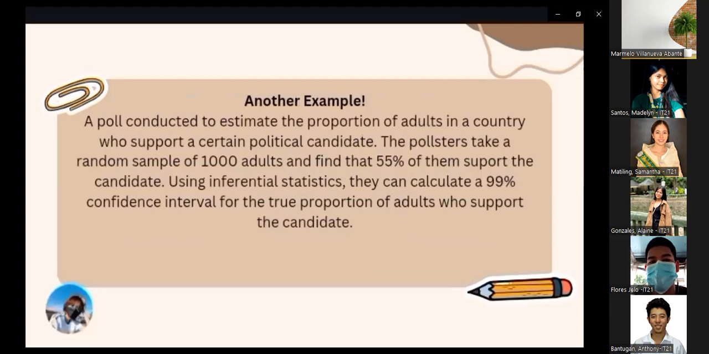Another example: a poll conducted to estimate the proportion of adults in a country who support a certain political candidate. The pollsters take a random sample of 1,000 adults and find that 55% of them support the candidate. Using inferential statistics, they can calculate a 99% confidence interval for the true proportion of adults who support the candidate.